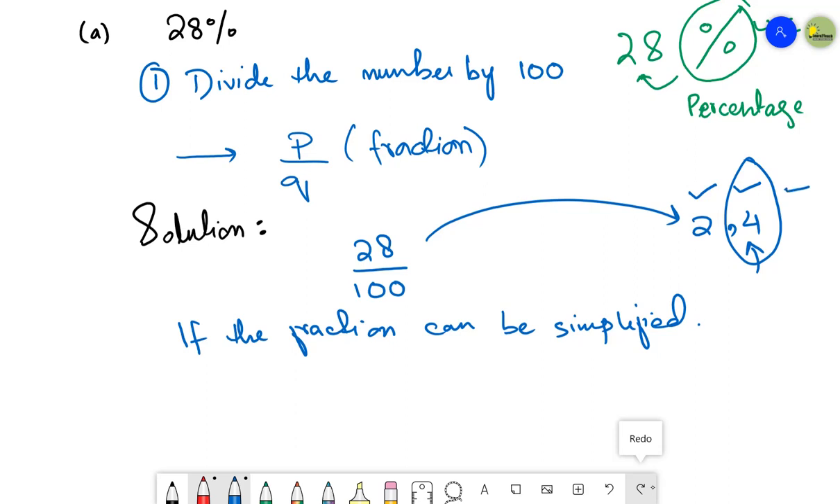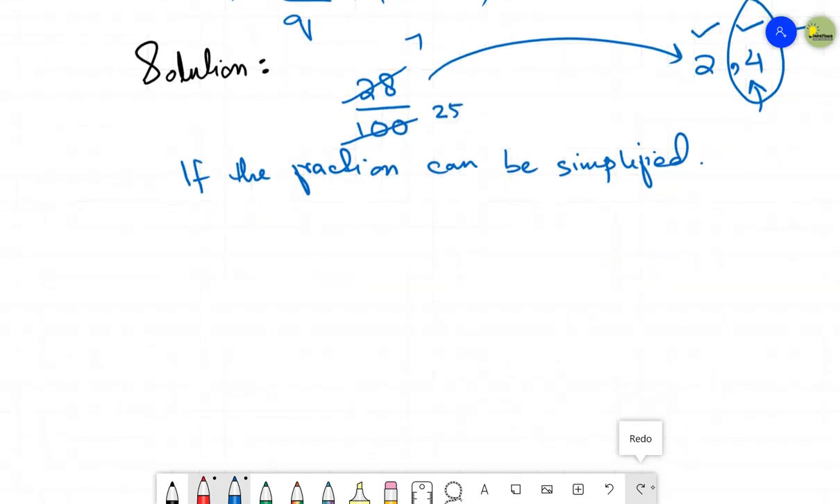Okay, so let me cancel it. In the table of 4, 28 comes 7 times. 4 multiplied by 7 is 28, so 4 sevens are 28. I have written 7. And in the table of 4, 100 comes 25 times, so 4 multiplied by 25 is 100. So I can cancel it by 25. Now after cancellation, the answer becomes 7 upon 25.